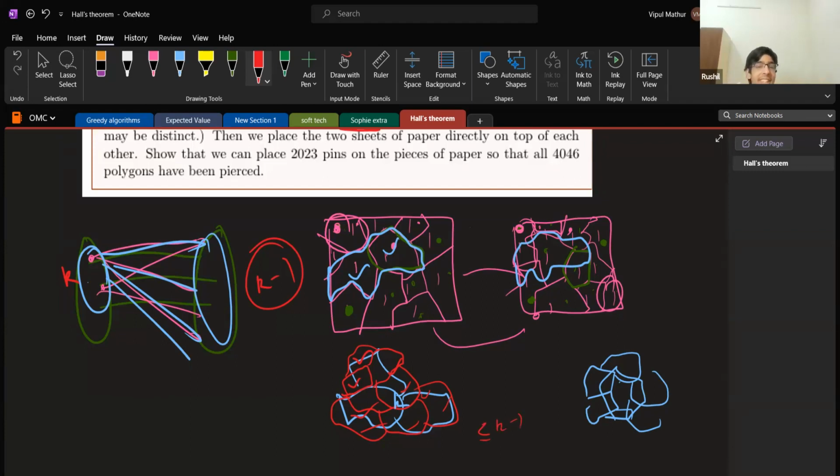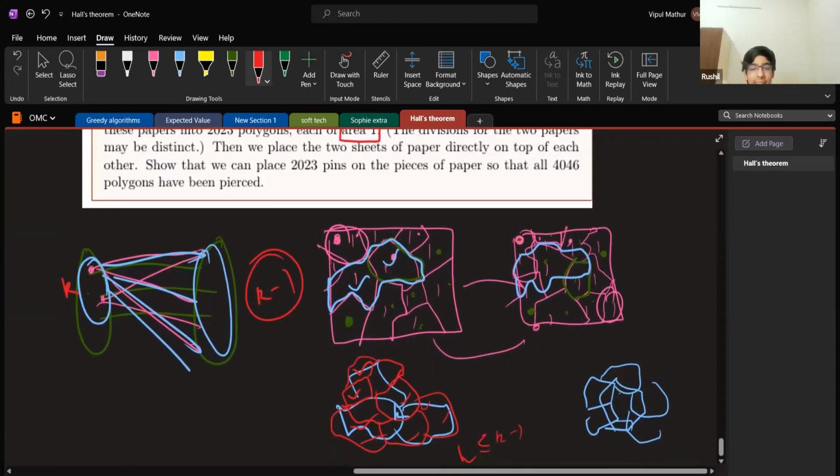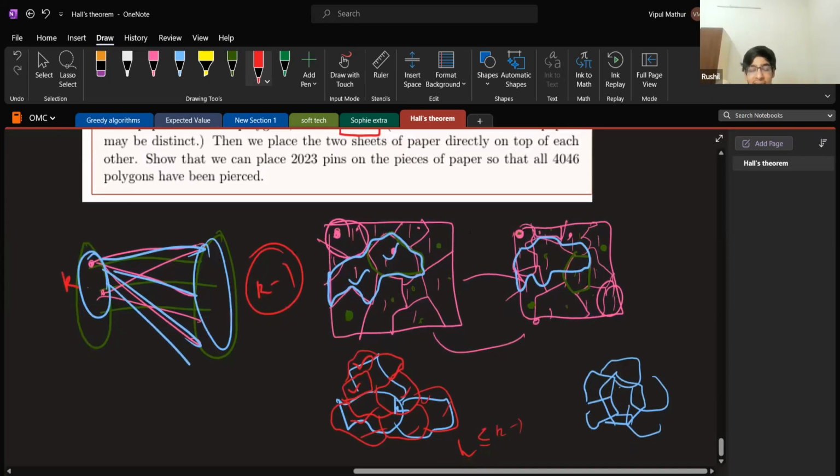But we know that the red area is at least the blue area, right? Because everything within the blue area we're covering, and a little bit outside of it also. Because if some polygon went outside, that's fine. But anything that's inside is always a part of some polygon. So that is always going to be covered. So you're basically again saying k is less than or equal to k minus 1. Boom. And we're done.